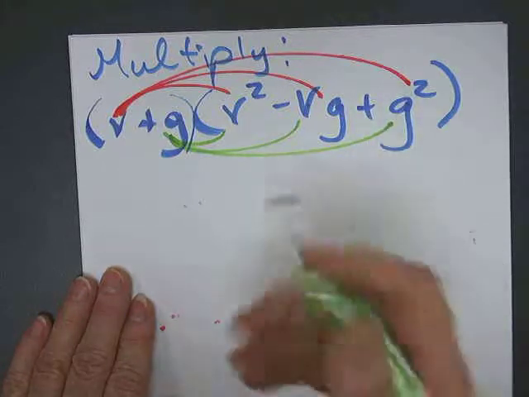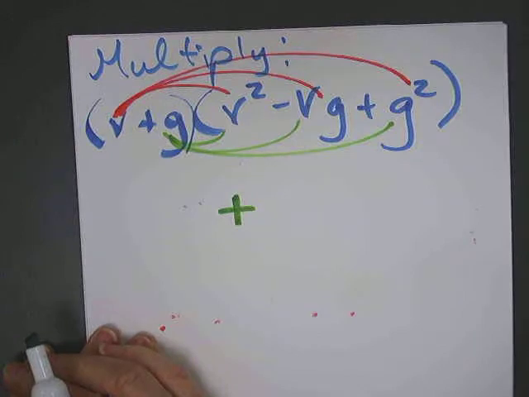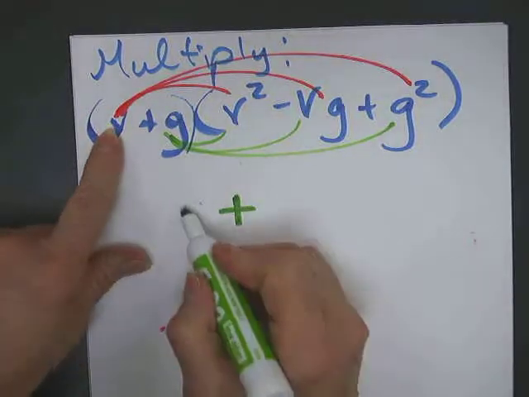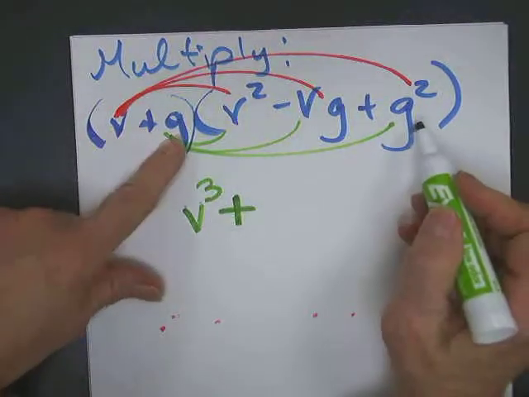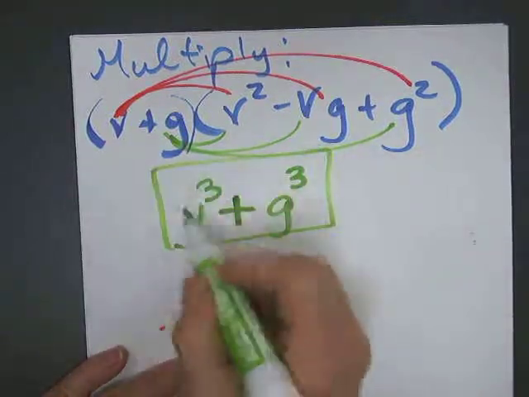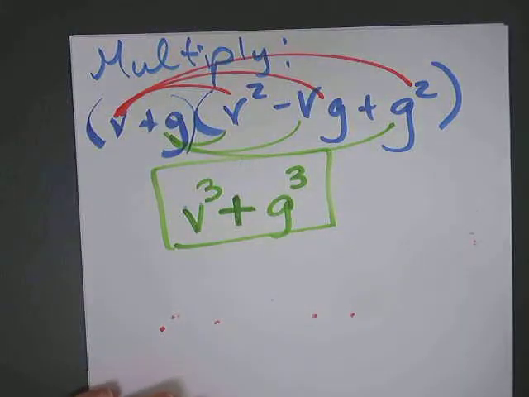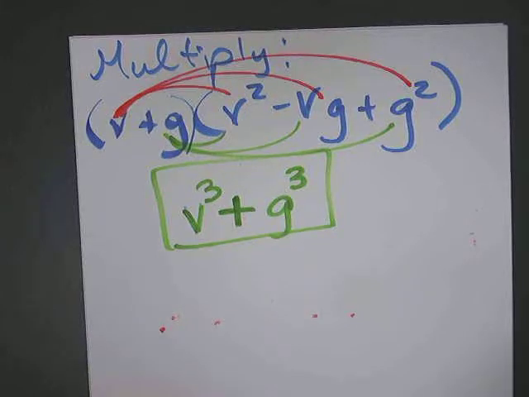Okay, let's multiply. Everybody got that written down? Okay, multiply. If you have v plus g times v squared minus vg plus g squared, okay, you can go through all the steps.